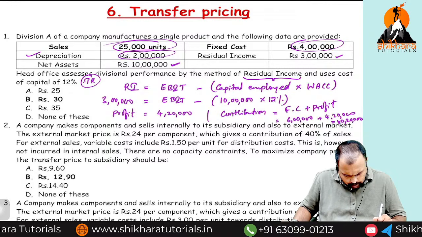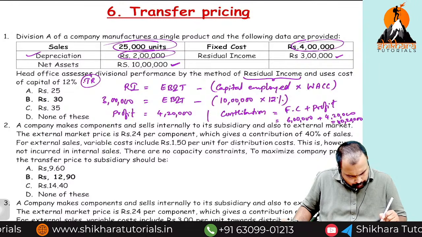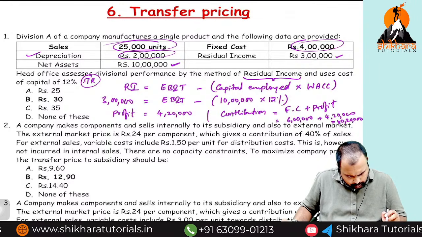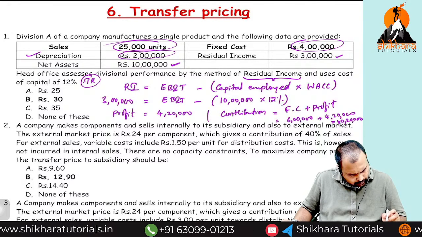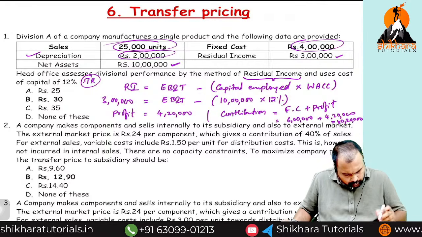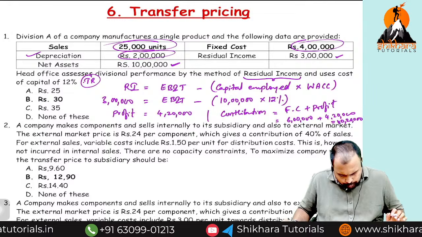Residual income is 3 lakhs. EBIT. Capital employed is 1,20,000. 4,20,000. Contribution has to be fixed cost plus profit, where it is 10,20,000. Oh, so some information is missing here, sir.